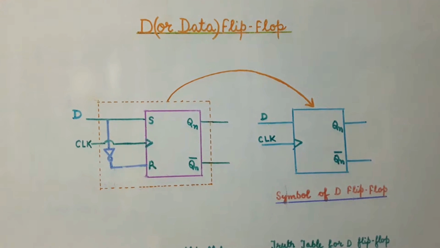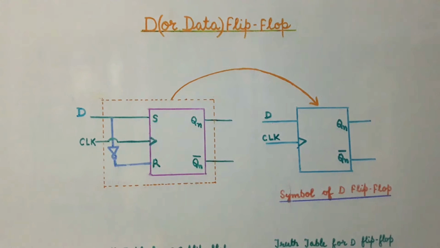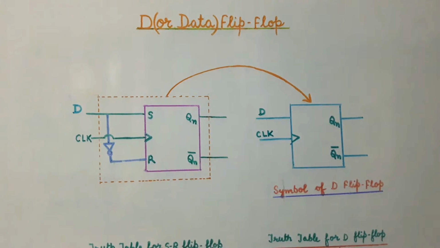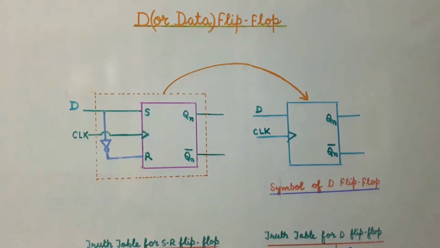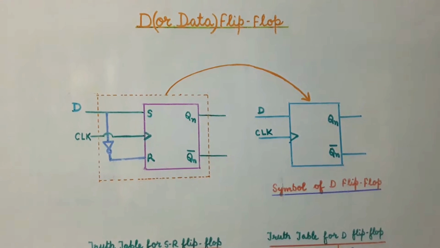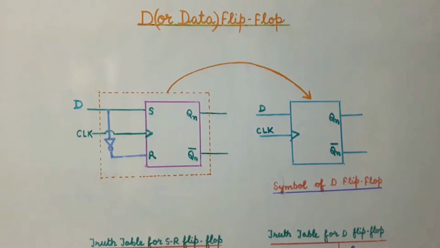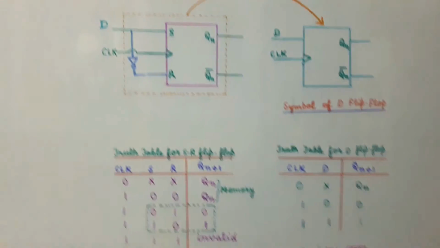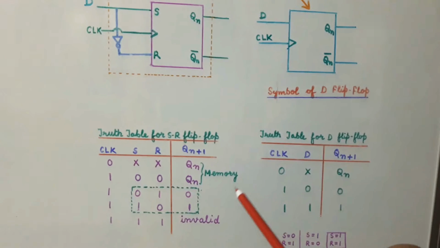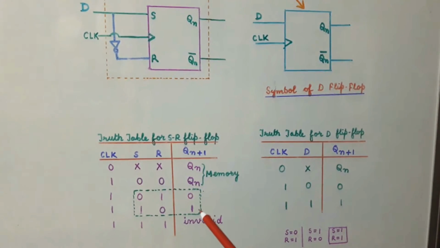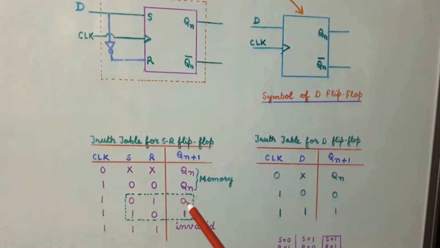In this presentation, we will understand what a D flip-flop is and how we can make a D flip-flop by using an SR flip-flop. We already know what an SR flip-flop is. So, we have drawn the truth table of the SR flip-flop as shown in this table, and from the truth table of the SR flip-flop we will derive the conclusion for the D flip-flop.